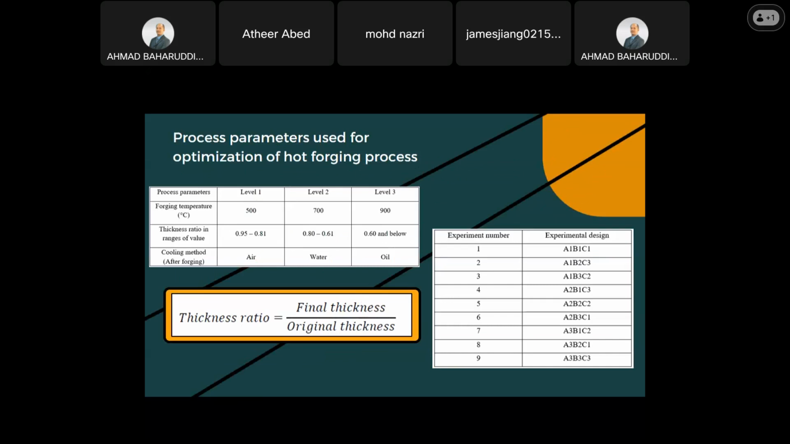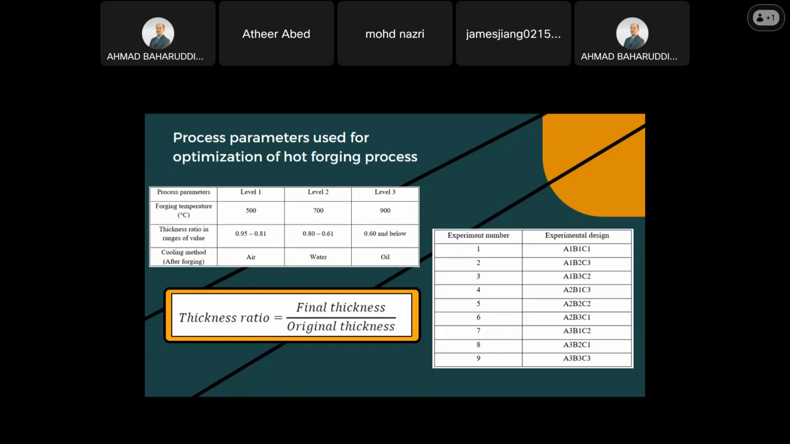The reason why we did not pick thickness reduction as one of the process parameters is because if I do 2 millimeters or 3 millimeters thickness reduction, it may not be accurate. Even though we have fixed the process parameters for the wire arc previously, the specimens that come out may not be exactly the measurements that I want. That way, we have used thickness ratio, which is final thickness over original thickness. And the last process parameter is the cooling method, which is after the hot forging process.